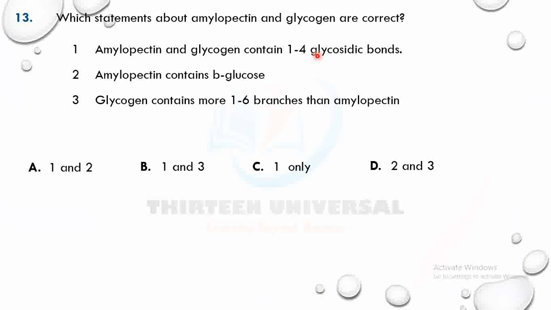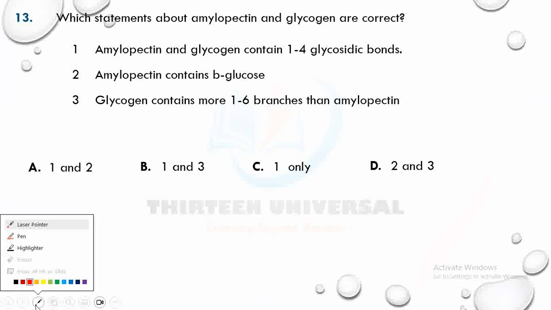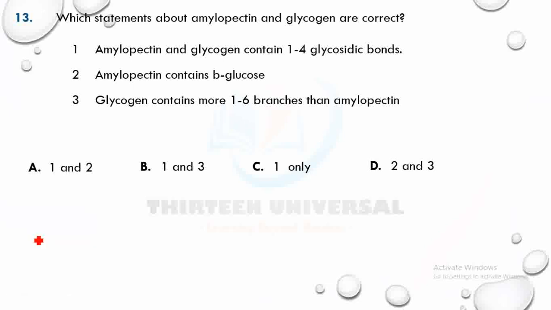Yes, they have it. Amylopectin contains beta glucose. Nope, beta glucose is not a monomer of amylopectin. It's a monomer of cellulose. So this is correct, that is wrong. Number 3 says glycogen contains more 1,6 branches than amylopectin. That's correct because glycogen is highly branched with small branches. So it's 1 and 3.